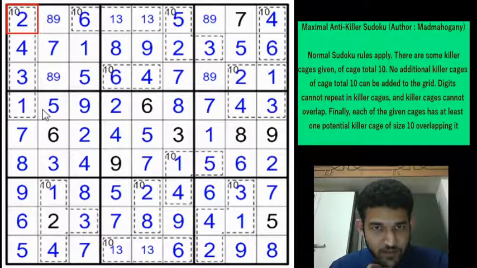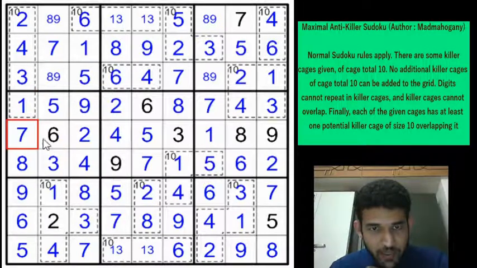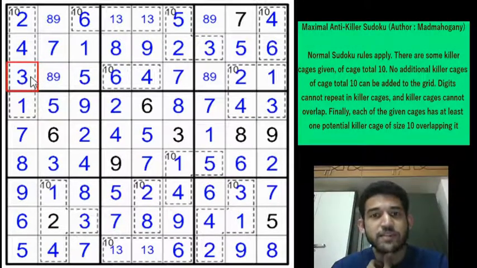Can it form a killer cage by using 1 and any of the outside cells? It cannot go in this direction obviously because 1 plus 7 is 8 and there is no 2 nearby, and it also cannot go in this direction. 1 plus 5 is 6 and it needs a 4 more, which is not anywhere near. So this cell is not going to help us, and a 3 is going to get near an 8 or a 9, so this cell is also not helping us.